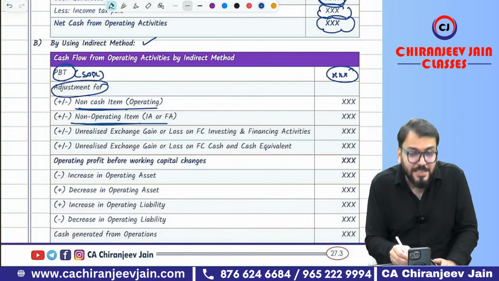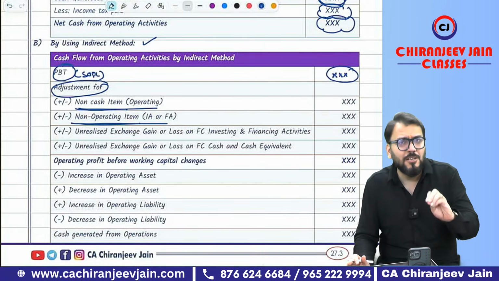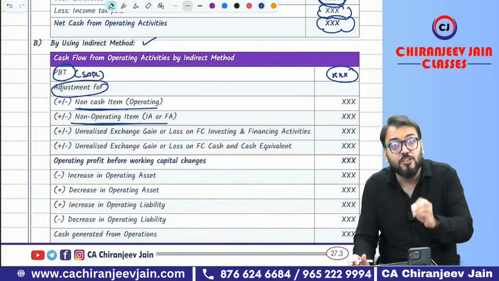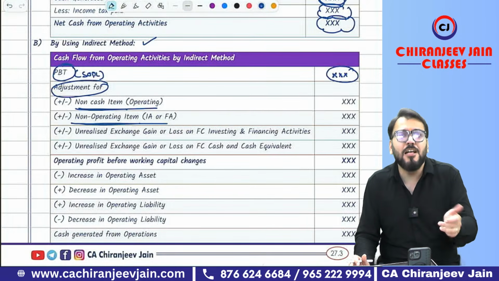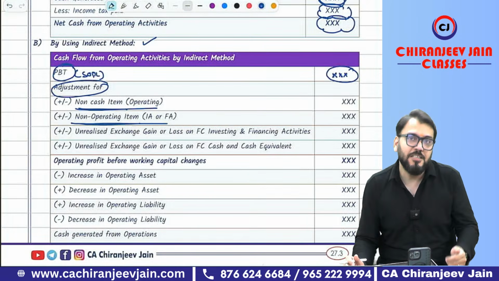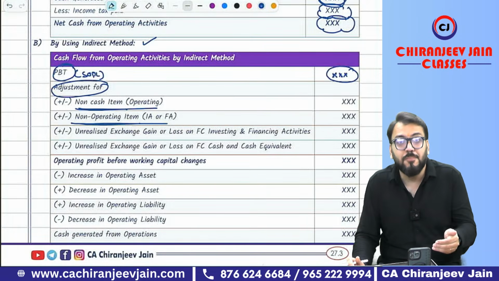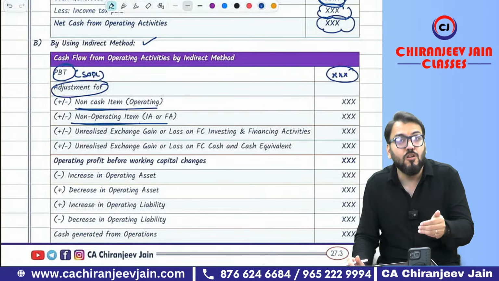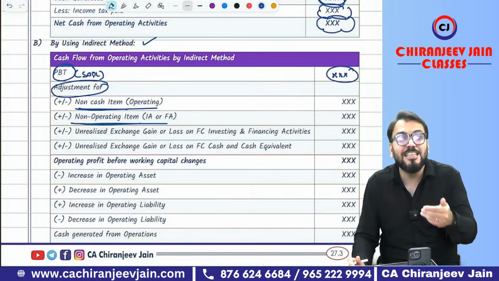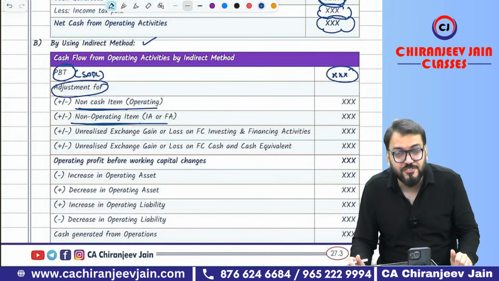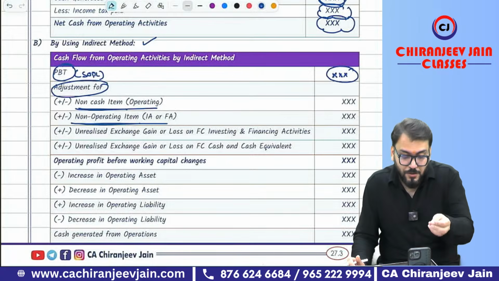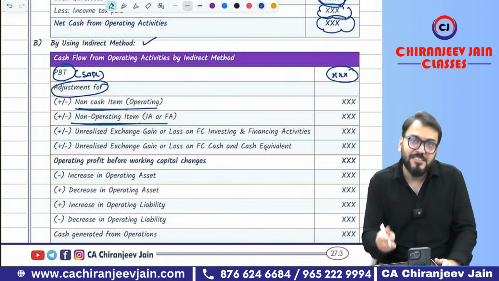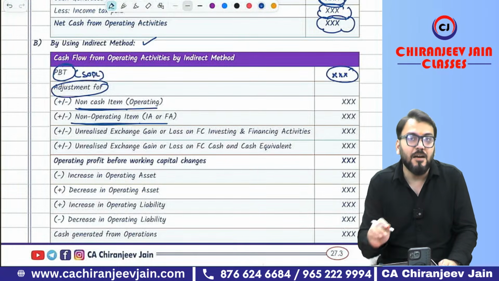Similarly, non-operating items will also be eliminated. What do you mean by non-operating item? Any item related to financing or investing activity is a non-operating item, and that will also be eliminated. Can you give me some examples? Yes sir. Examples are gain or loss on sale of PPE, gain or loss on sale of investment, interest income, interest expense, dividend income. These are examples of non-operating items that will also be eliminated. Similarly, expense will be added, income will be deducted.